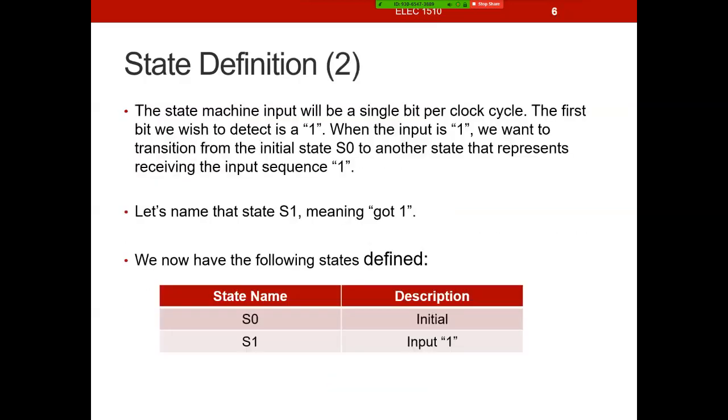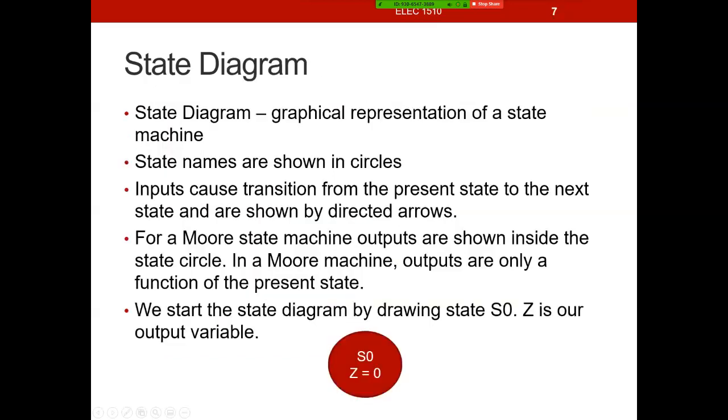What we can do as well, we have this state table where I'm naming the states and describing what they mean. We can start creating the state diagram. The state diagram is a graphical representation of our state machine. We typically show the state names in circles. Inputs cause transitions from the present state to the next state and are shown by directed arrows. For a Moore state machine, outputs are shown inside the state circle. In a Moore machine, outputs are only a function of the present state. So the state machine output, as we'll see, is a function of whatever state we're presently in.